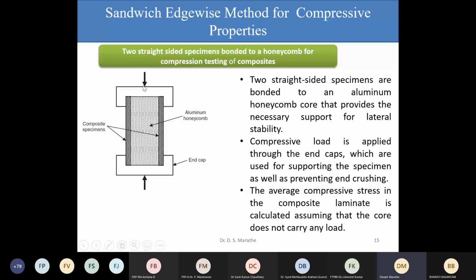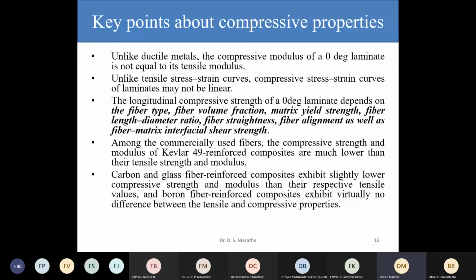So now, what are the key features about any compressive test? Metals usually are ductile. Generally for metals, the tensile as well as the compressive moduli are equal. But in case of composites, specifically if I have a 0-degree laminate, then the tensile and compressive moduli are not equal. Then unlike your normal metal tensile stress strain curves, compressive curves for composites may not always be linear.